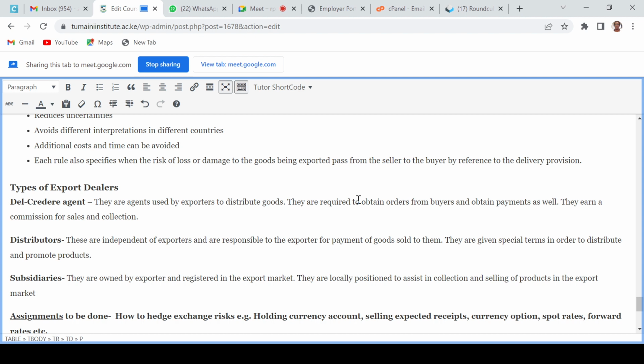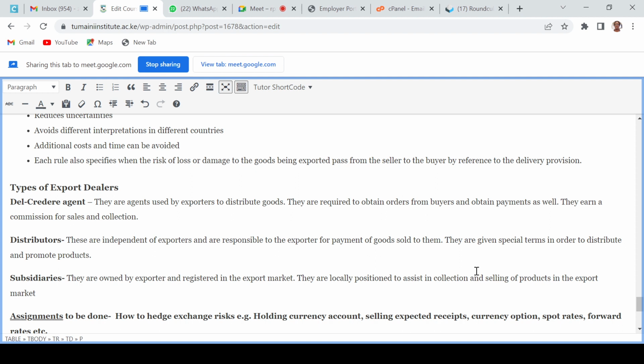So we see that we have a Del Credere agent. I want to believe comes from that word. These are agents that are used by exporters to distribute goods. So you have faith in them, you trust them. What are they supposed to do? They are required to obtain orders from buyers and obtain payment as well. They earn a commission for sales and collection.